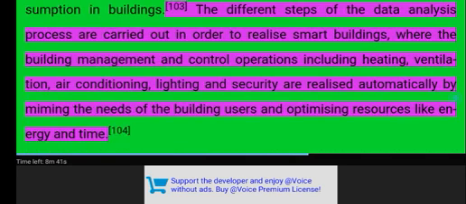The different steps of the data analysis process are carried out in order to realize smart buildings, where the building management and control operations including heating, ventilation, air conditioning, lighting and security are realized automatically by mining the needs of the building users and optimizing resources like energy and time.